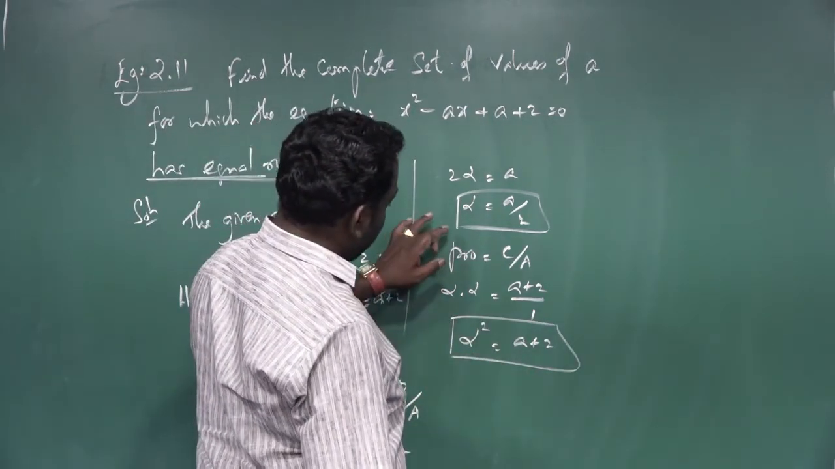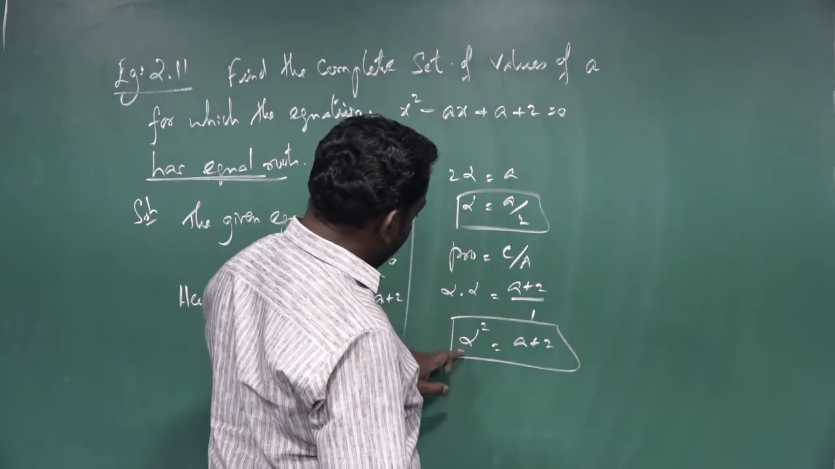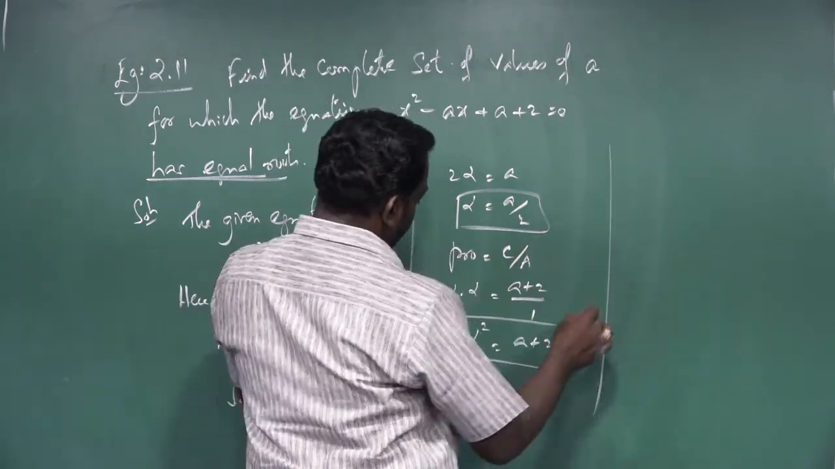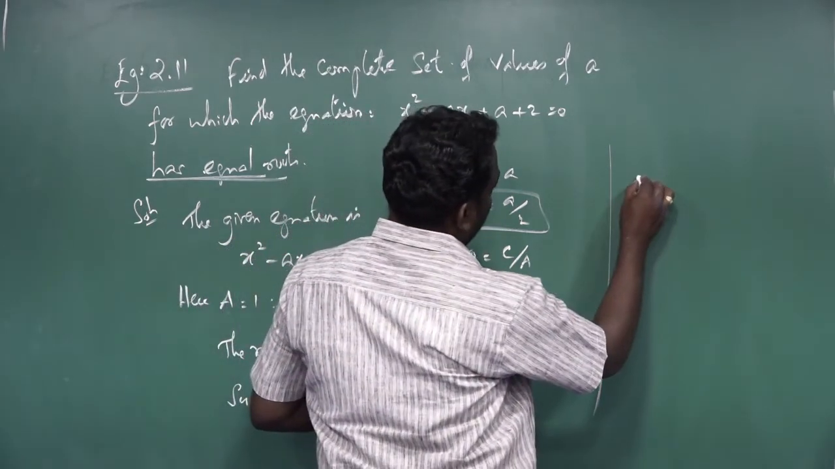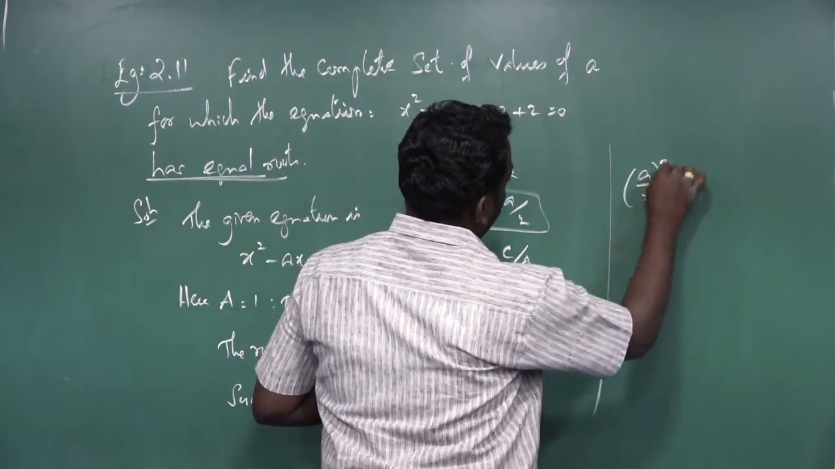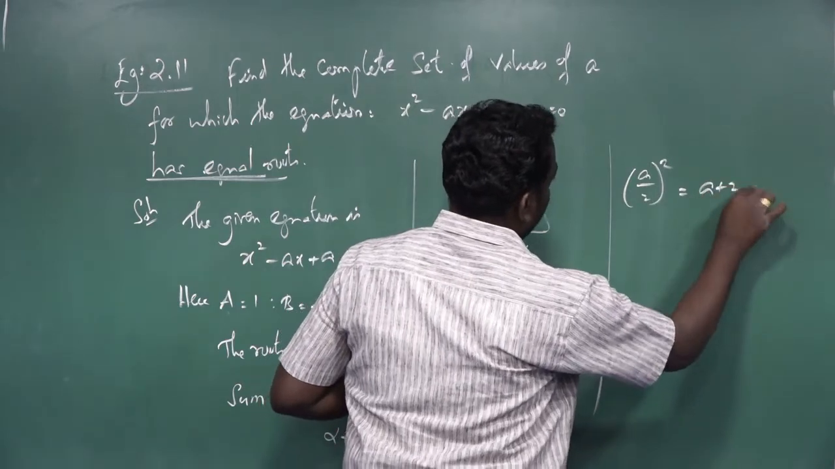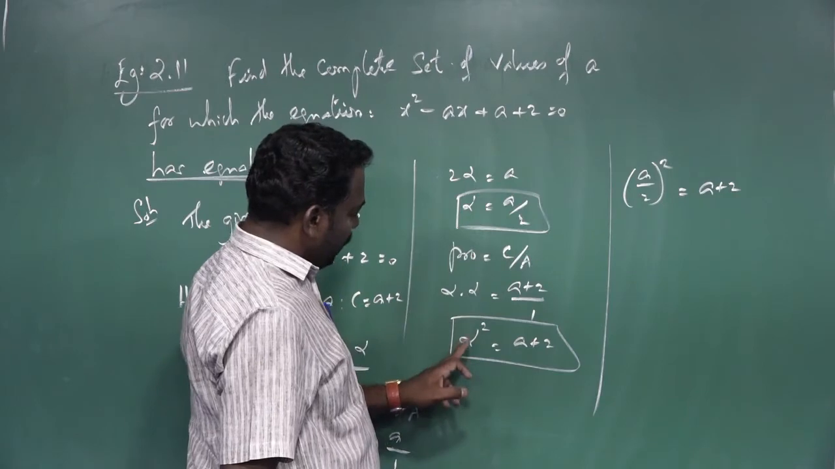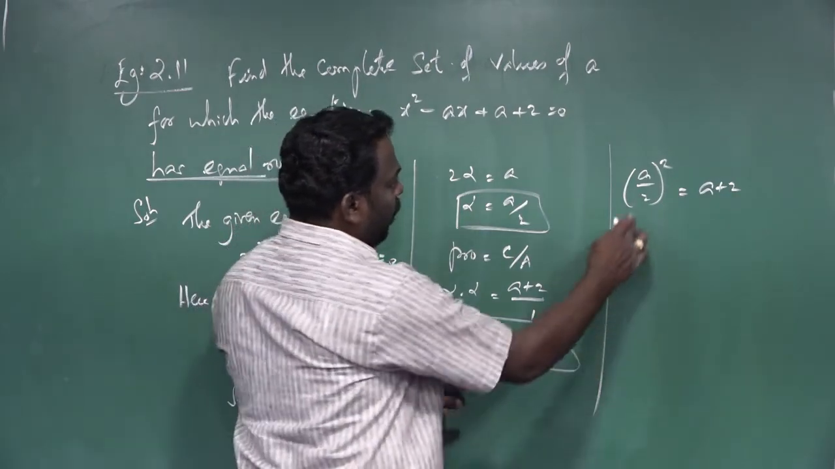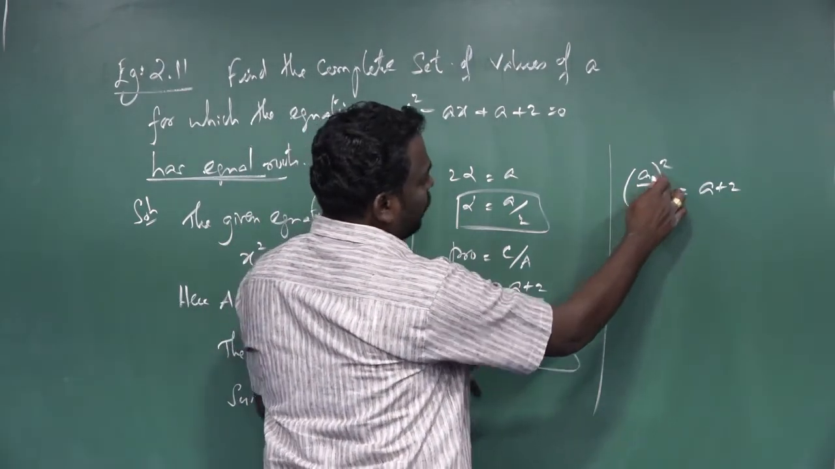Now just replace the alpha value in this equation. Therefore, alpha equals a by 2, replace here. Therefore, (a by 2) whole square is equal to a plus 2. The alpha value equal to a by 2 is already obtained, and we substitute that alpha value in this equation: alpha square equals (a by 2) whole square.